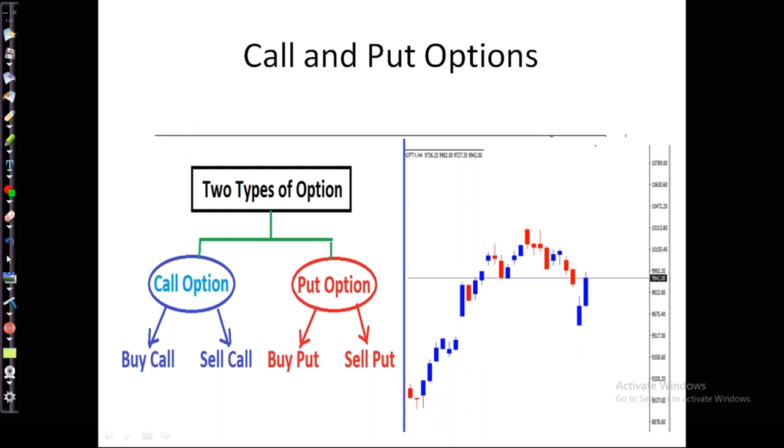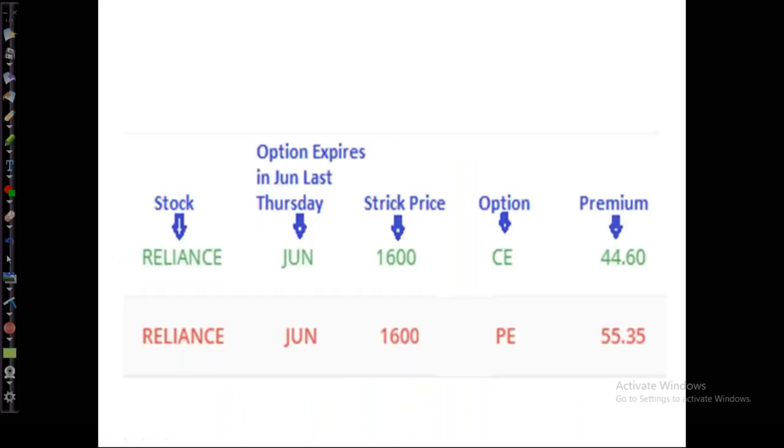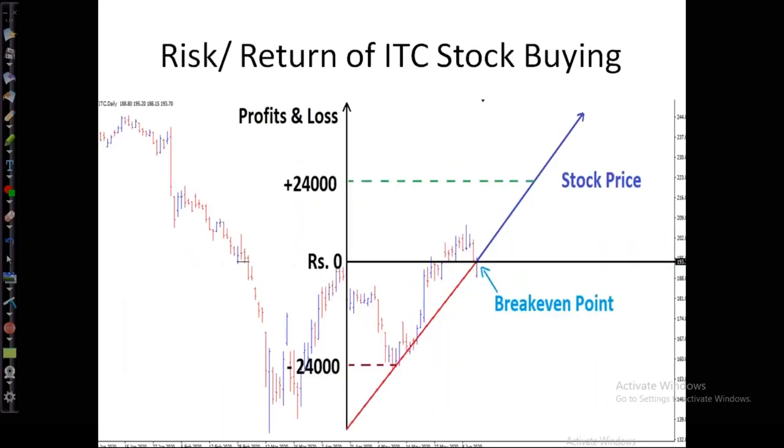Buy call means we are expecting price will go up, and a sell call means price will drop from this area, like simply some stock we are buying and some stock we are selling. But put is different. Put buy means we are expecting price will drop, and a sell put means we are expecting price will go up. That's it. Very simple. The option premium looks like this. I think everybody knows; we are just doing a recap.